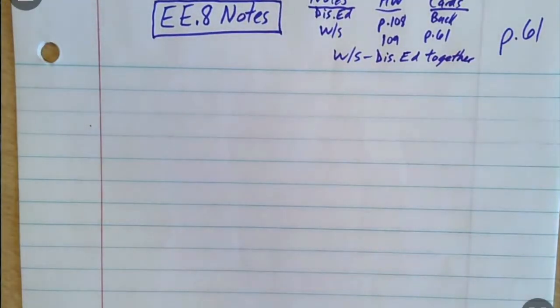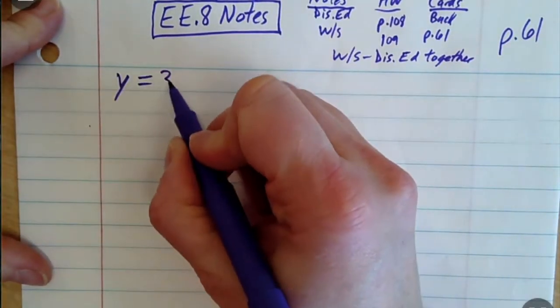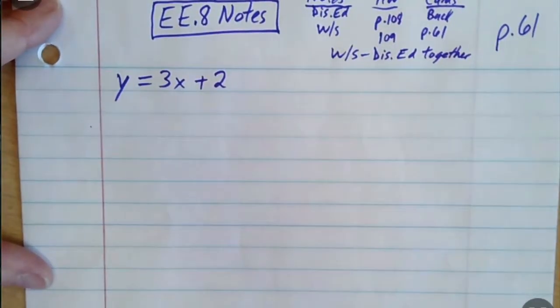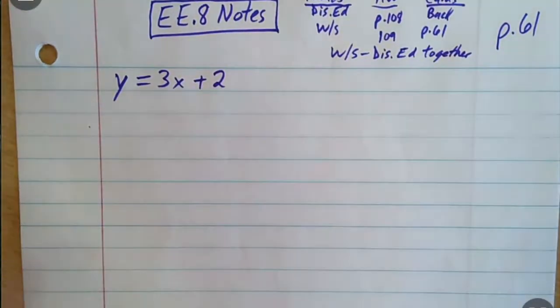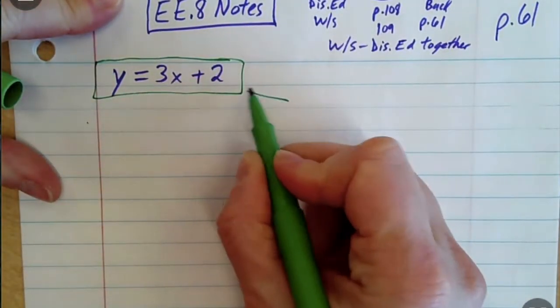So first off, I want to start by just writing down important things that we have learned about this particular standard, EE8. First off, if I start with y equals 3x plus 2, do you remember what we refer to this as? We call this an equation. So I'm going to box this in here. This is what we're calling an equation.